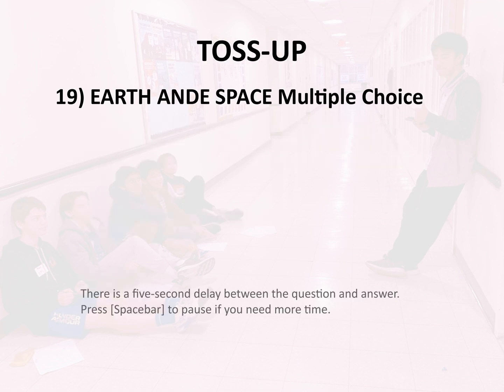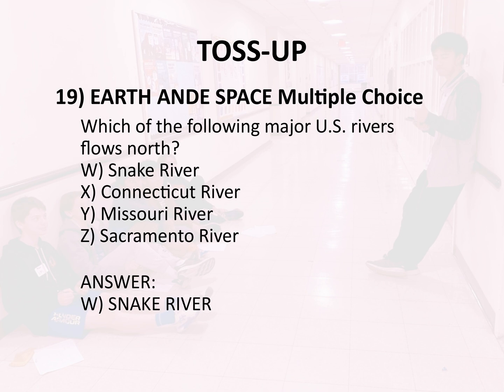Toss-up 19. Earth and space multiple choice. Which of the following major U.S. rivers flows north? W. Snake River. X. Connecticut River. Y. Missouri River. Z. Sacramento River. Answer. W. Snake River.